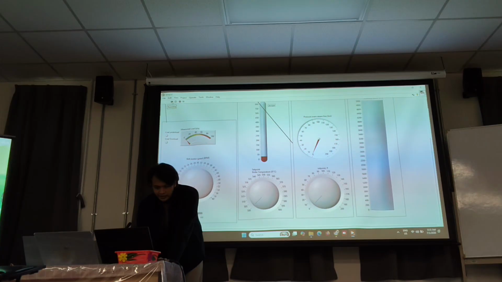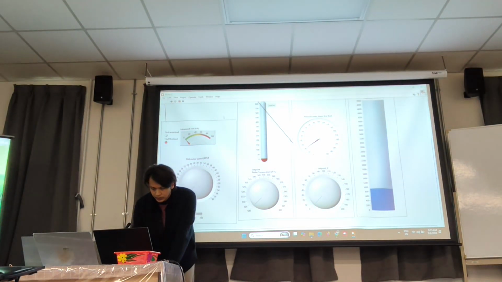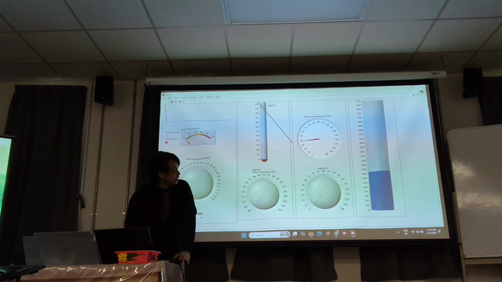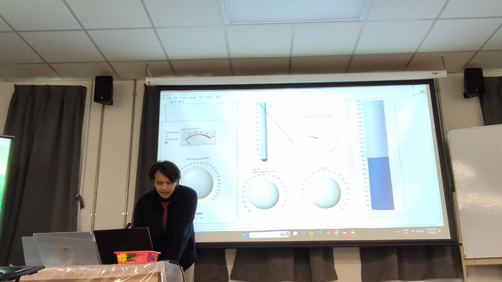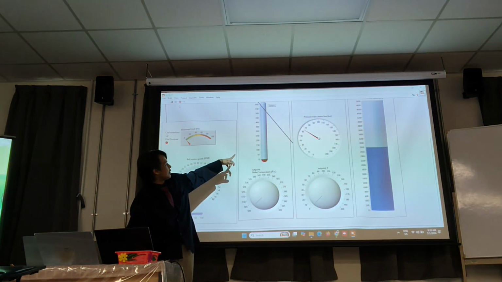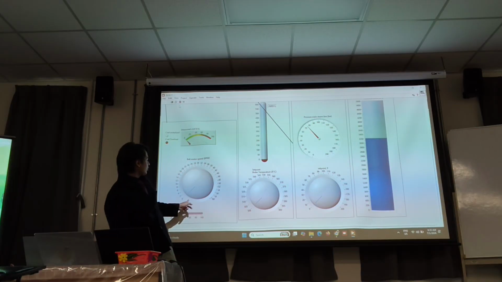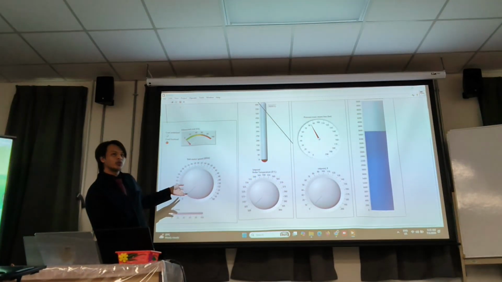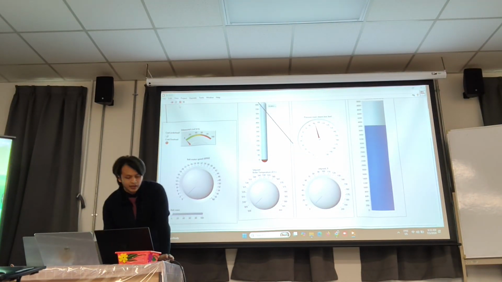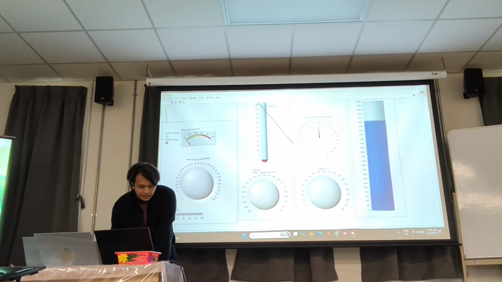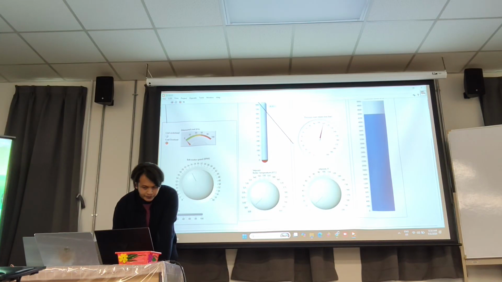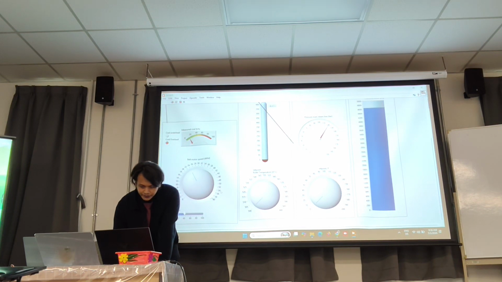Okay, I'll start it. As you can see, the temperature did not even increase because there's no coal flowing inside the furnace. But if I push out the coal, then the temperature will increase as well.